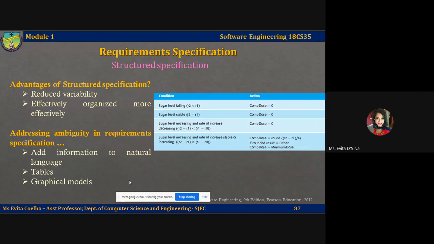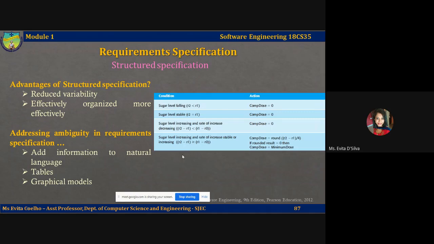However, it is still sometimes difficult to write requirements in a clear and unambiguous way, particularly when complex computations are involved. To address this problem, you can add more information to the natural language requirements. For example, add more tables, graphical models, and so on. Tables are particularly useful when there are a large number of possible alternative situations and you need to describe the actions to be taken for each of these alternative situations.